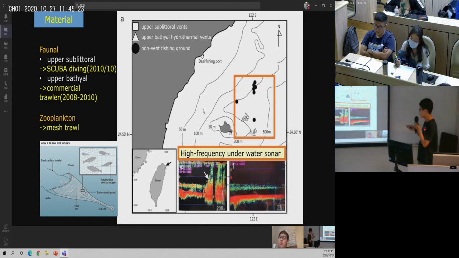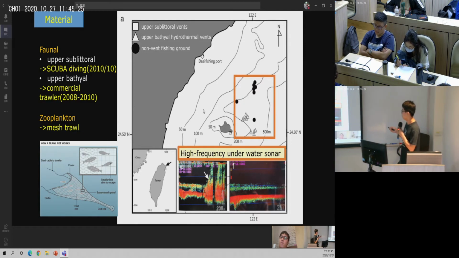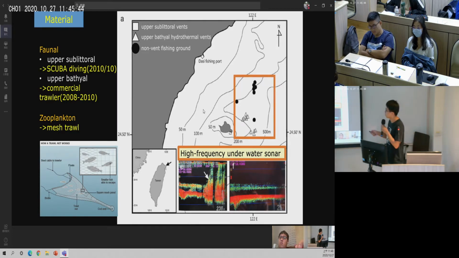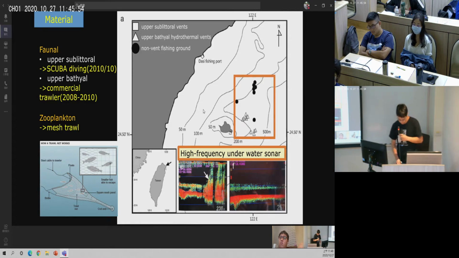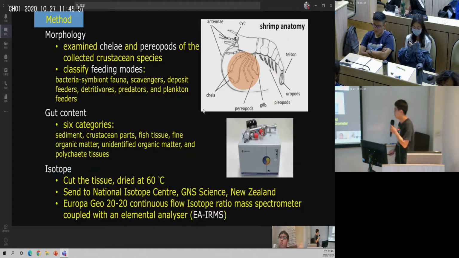And how do we detect whether the bathyal zone has a hydrothermal vent? We use a technique like high frequency underwater sonar. So this might be a plume with bubbles, and here might be a vent. And we also capture the fauna here by scuba diving, and in the deeper water we use a trawler.